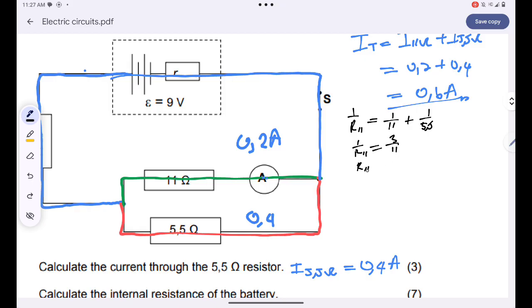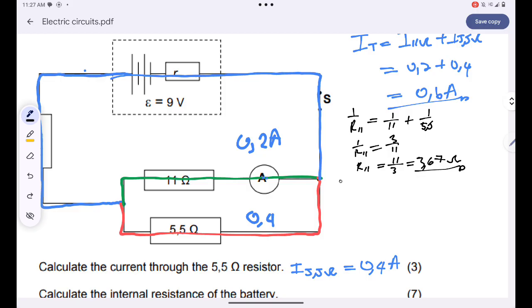For me to find R parallel, I need to flip the term on the left hand side. Whatever I do on the left, I must do on the right. So I'll simply have 11 over 3. That's basically 3.67 ohms. Are you together? So my R parallel is just 3.67 ohms.